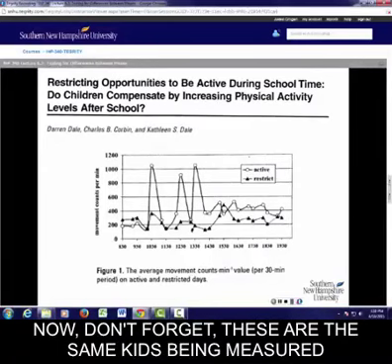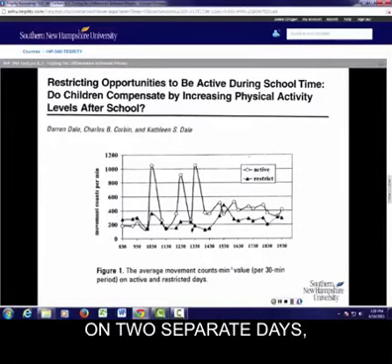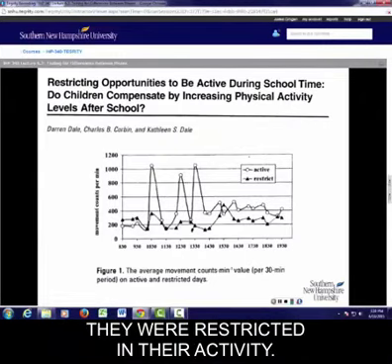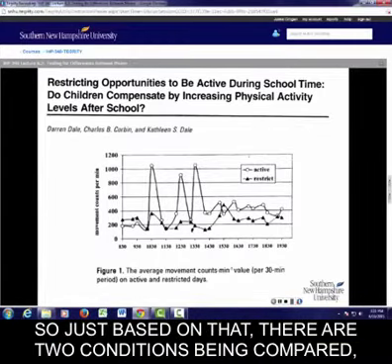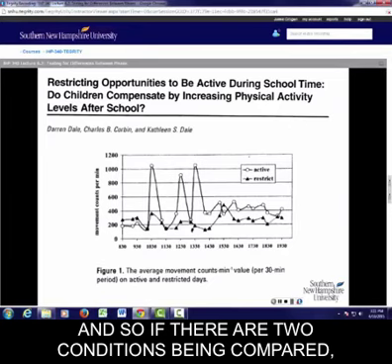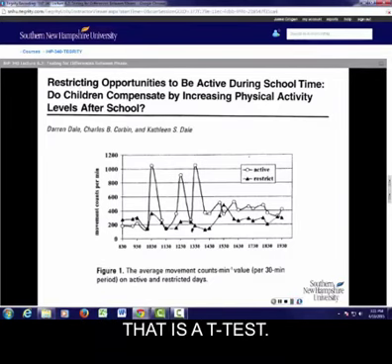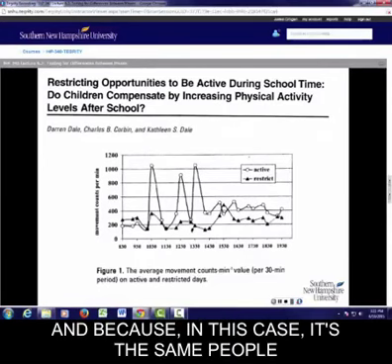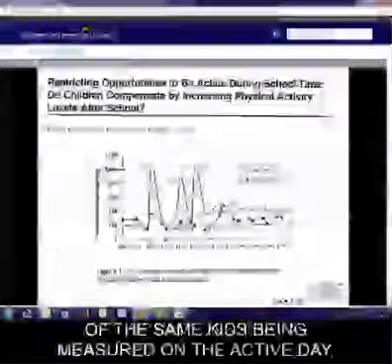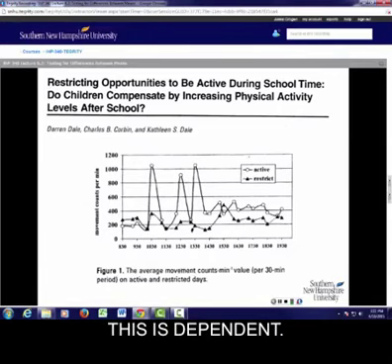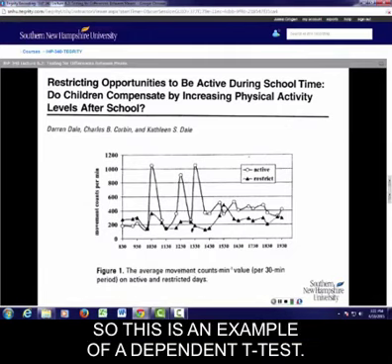Now don't forget, these are the same kids being measured on two separate days. One day they were allowed to be active, the other day they were restricted in their activity. So there are two conditions being compared, active and restricted. And if there are two conditions being compared, that is a t-test. And because it's the same people in both conditions, the same kids being measured on the active day as on the restricted day, this is dependent. So this is an example of a dependent t-test.